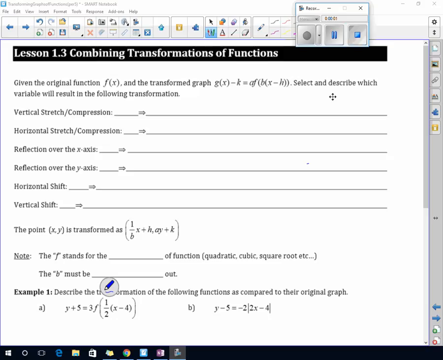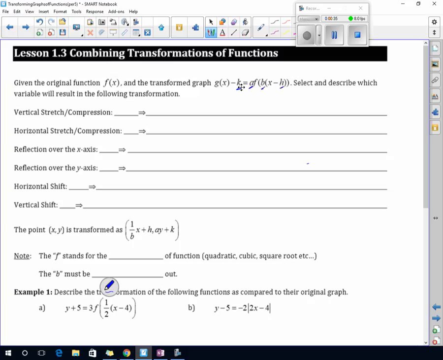Minus k equals a f of b x minus h, bracket, bracket. That's everything put together. So we have a k, we have an a, we have a b, and we have an h. Which one of these letters is a vertical stretch? F stands for the function. So f is not even in play here.